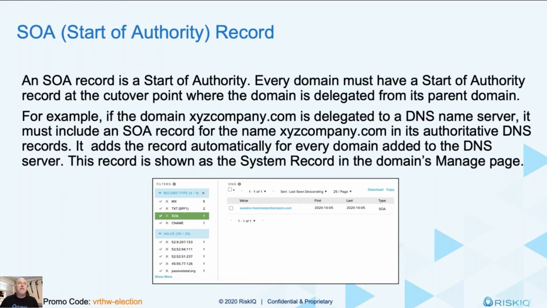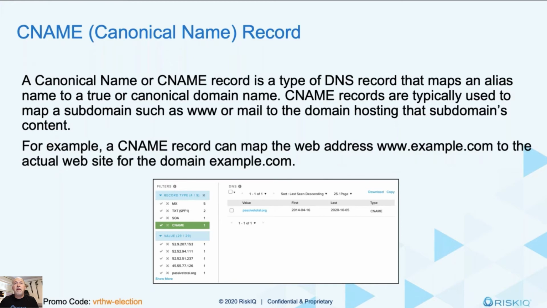The start of authority, like what is the domain that starts off this particular organization? So XYZ company might be the .com might be the start of authority for this domain. The canonical name. So these would be, if you had example.com, www might be a canonical name for example.com. So this shows you all those types of things that might be out there that refer back to a different domain.